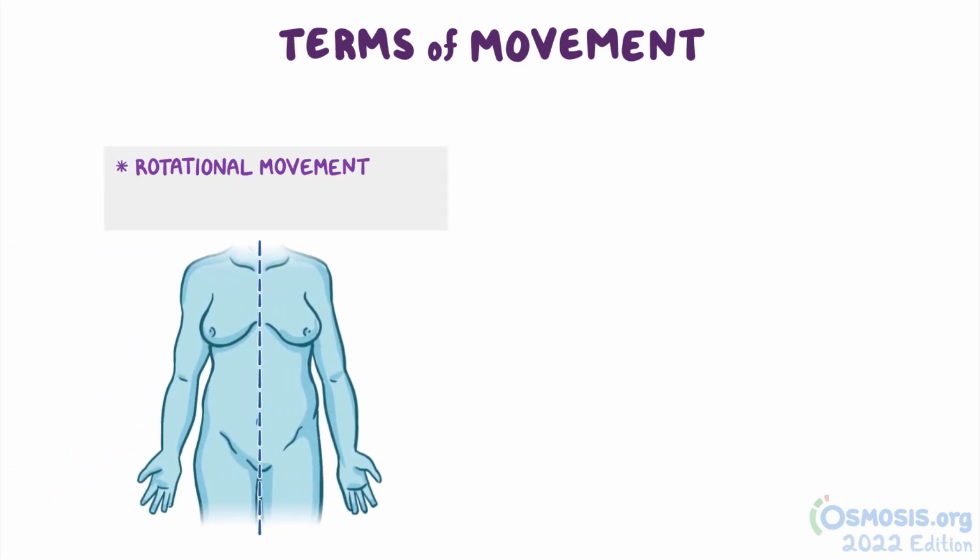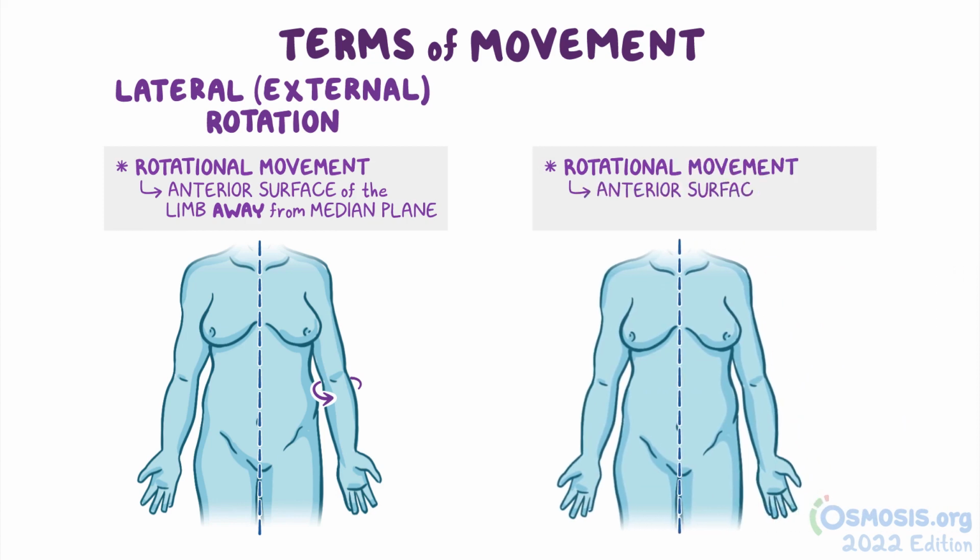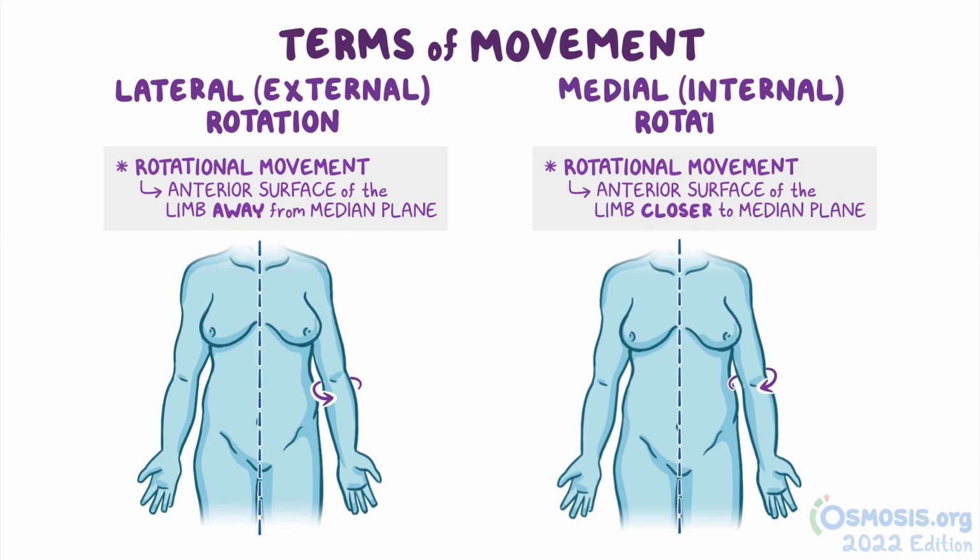Rotational movement of the shoulder or hip joints that brings the anterior surface of the limb away from the median plane is called lateral or external rotation. If the movement brings the anterior surface of the limb closer to the median plane, it's called medial or internal rotation.